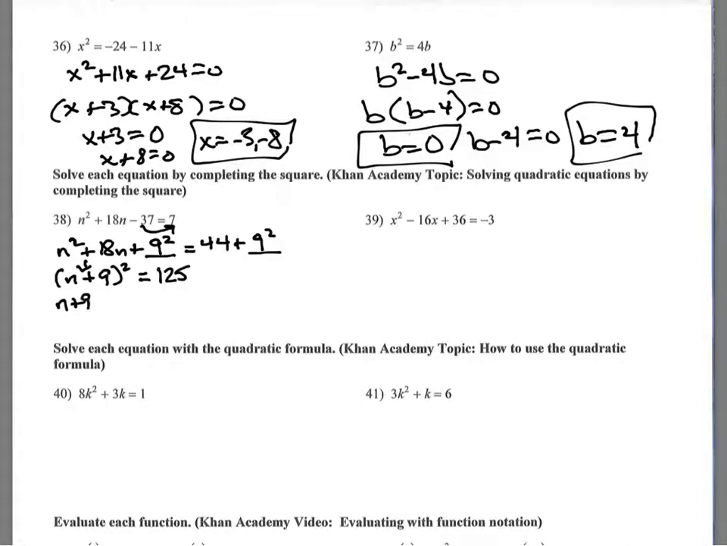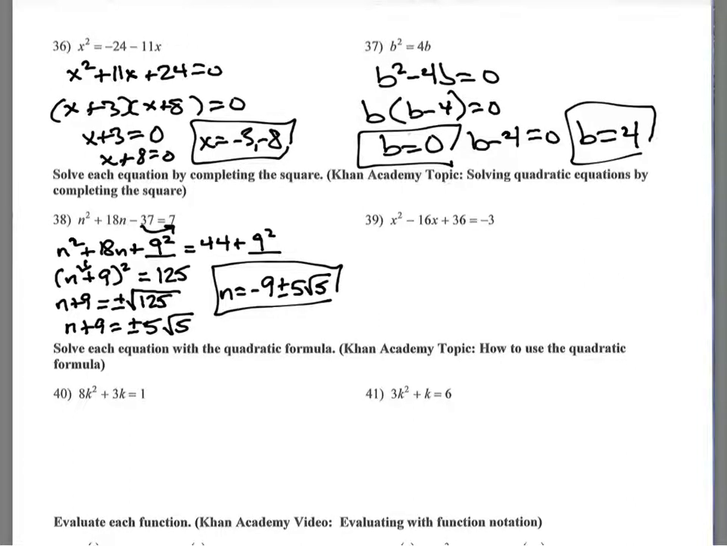Now we take the square root of both sides. When we do this, we have to be careful that we include that plus or minus square root of 125. That's where we get both of our answers from. Okay, so we're going to simplify that square root if we can. In this case, 125 is 25 times 5, so I can break out a 5, 5 square root of 5. And one more step, I'm going to subtract the 9 to the other side. Negative 9 plus or minus 5 square root of 5. Ugly, but correct.